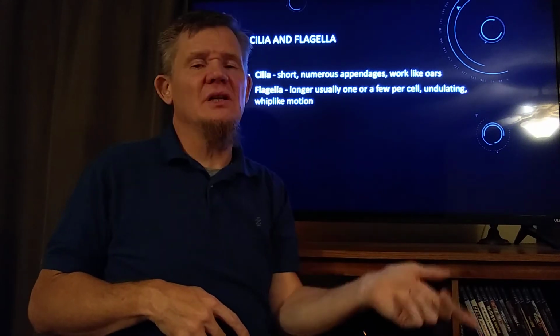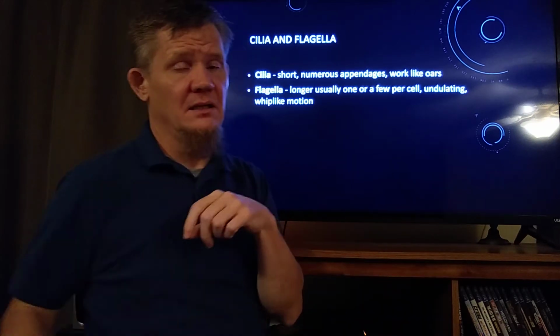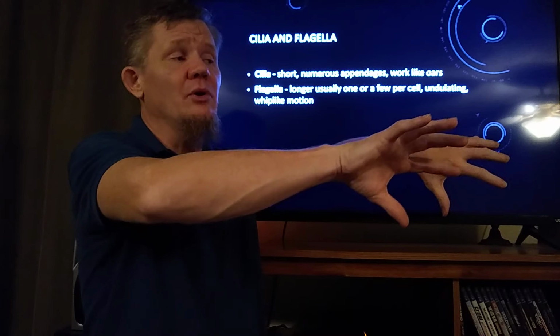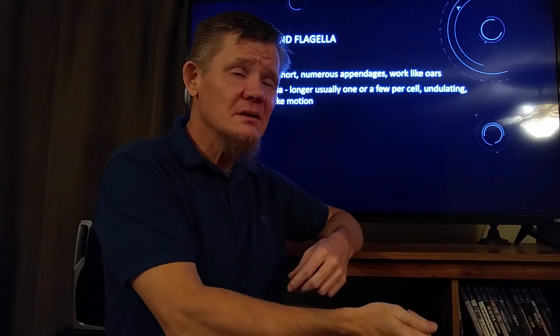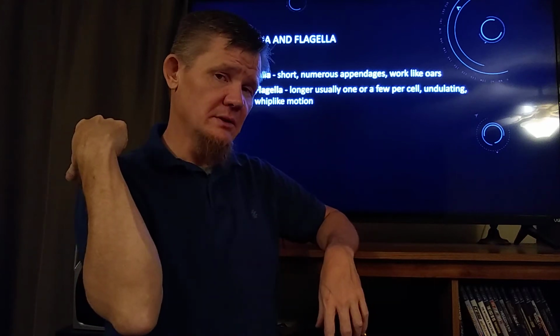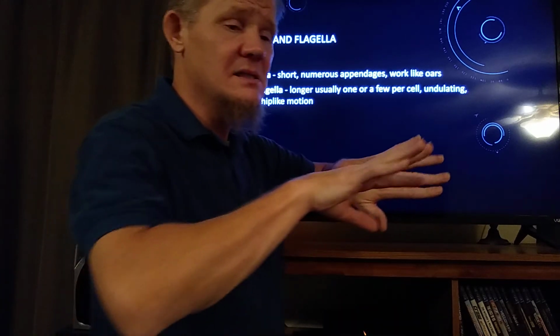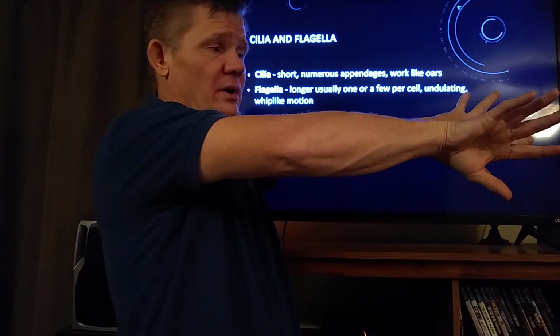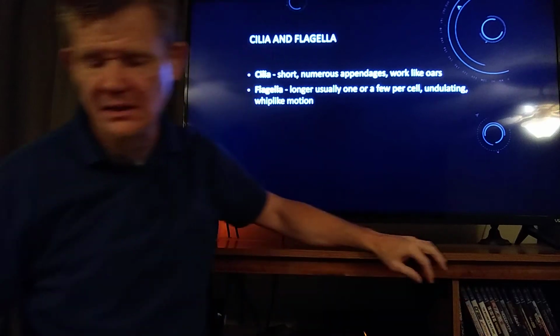The difference between flagella and cilia is that flagella push from the back, and cilia pull from the front. It's like the difference between oars and a boat motor. The boat motor's at the back and pushes the cell forward. The cilia reach forward and push back and drag the cell through the water. Cilia versus flagella.